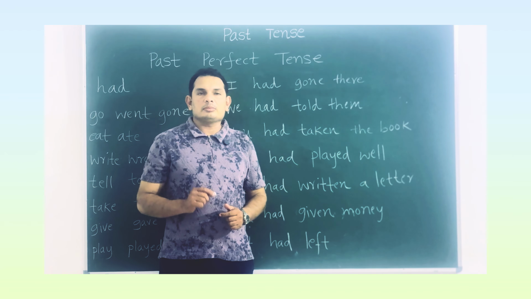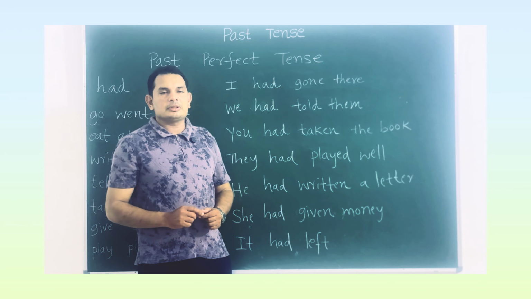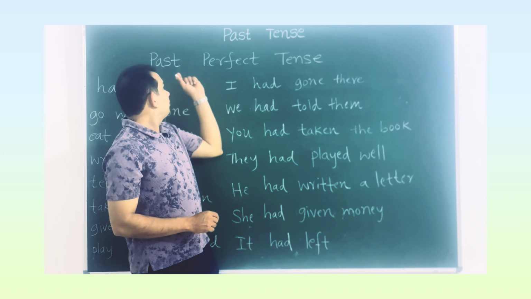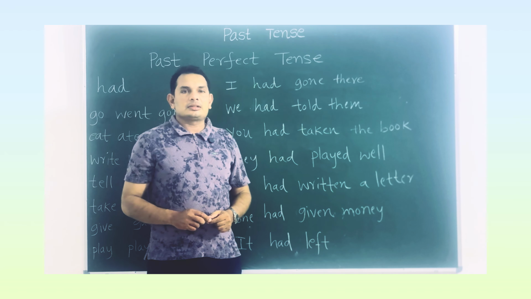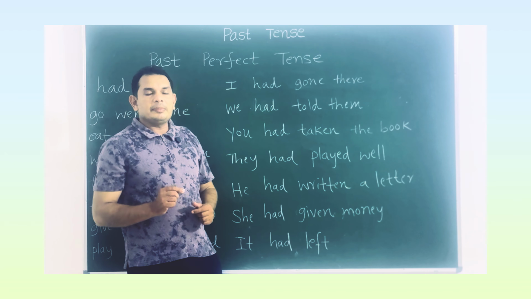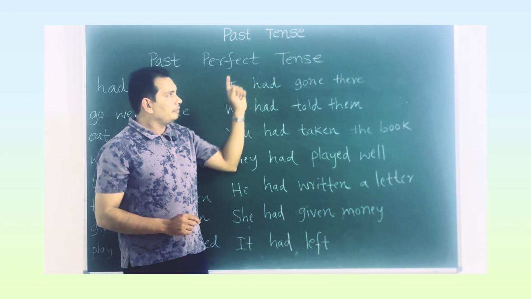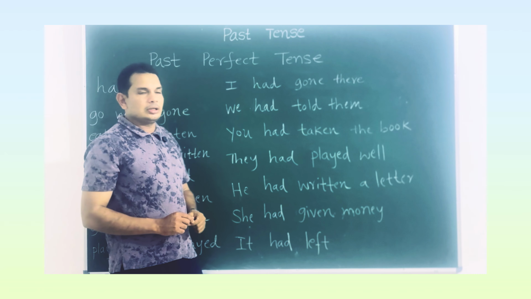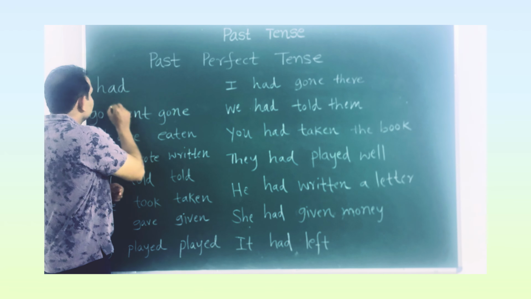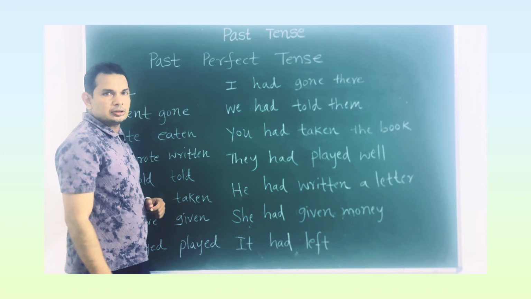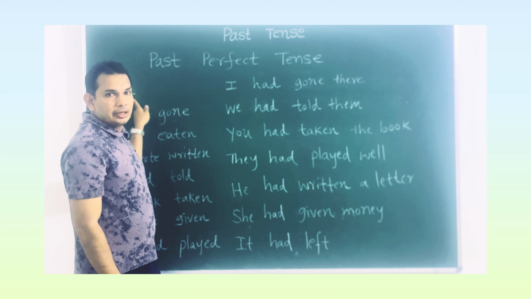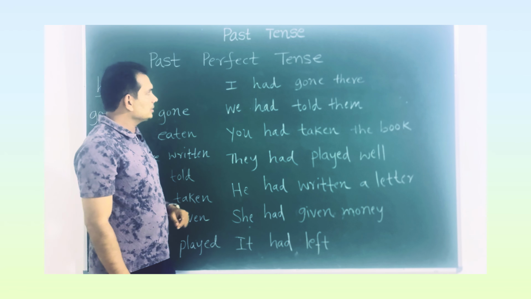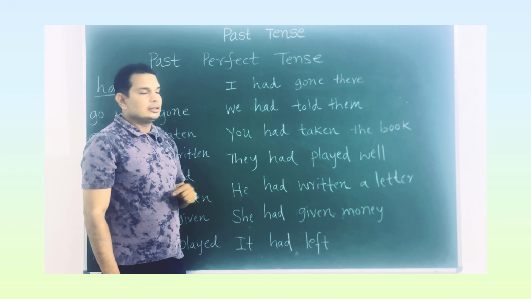In this class, I'm going to discuss another aspect of the past tense, that is past perfect tense. In this class, let's learn how to form sentences in the past perfect tense. When we make sentences in the past perfect tense, we use the auxiliary had. You must note, we use the auxiliary had when we make sentences in the past perfect tense.